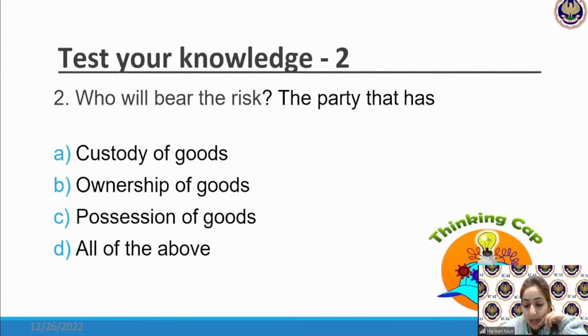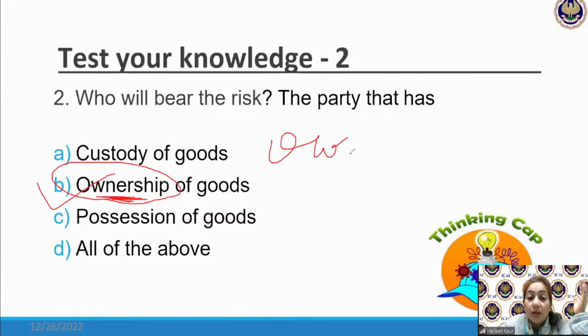Aditi, Surya, Aisha Sood, Sunil Sharma, Sarthak. All of you children, those who have sent the answer B, ownership of goods, that is the correct answer. The person who is the owner of the goods will bear the risk. Children, I have been speaking this line since morning. Whosoever is the owner will bear the risk.